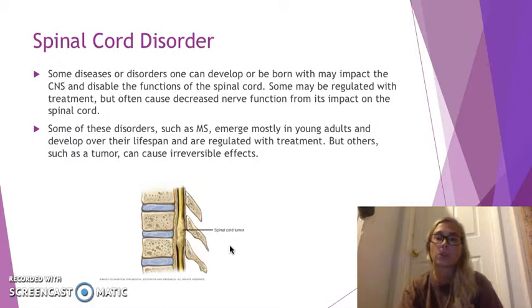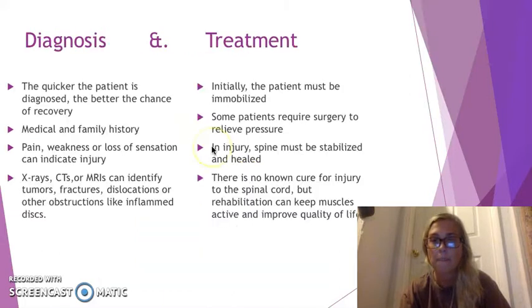So then, a spinal cord disorder. Some diseases or disorders that people develop or are even born with may impact the central nervous system and disable the functions of the spinal cord. It can be regulated with treatment, therapy, and rehabilitation, but they do have decreased nerve function, and it's impacted on the spinal cord. Some disorders, such as MS, emerge in young adults mostly and develop over their lifespan and can be regulated, but others, such as a tumor, can cause irreversible effects such as no mobility in limbs, things like that.